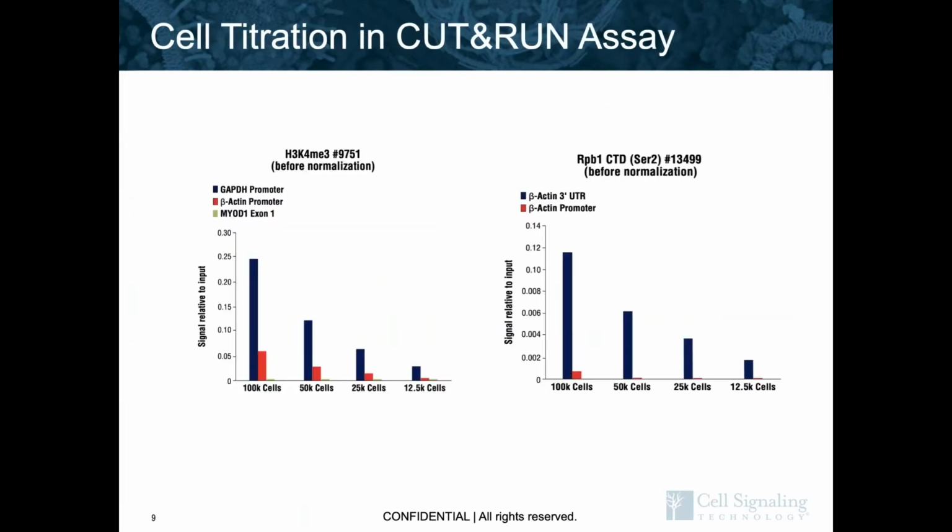Lastly, I'd like to show you some cell titration data. You can clearly see that even with 12,000 cells per reaction, we can still see a decent signal to noise ratio with our CUT&RUN assay kit.